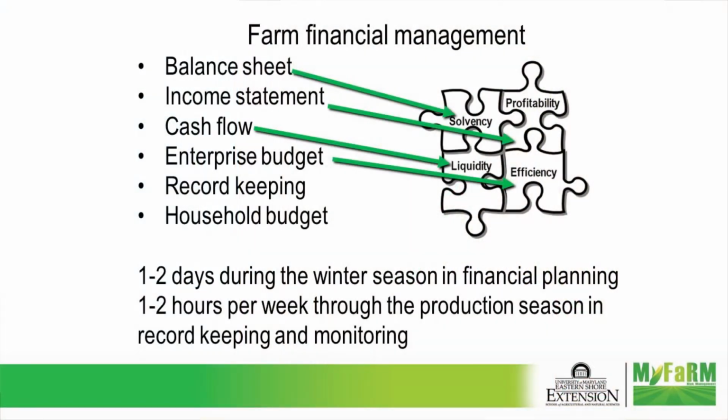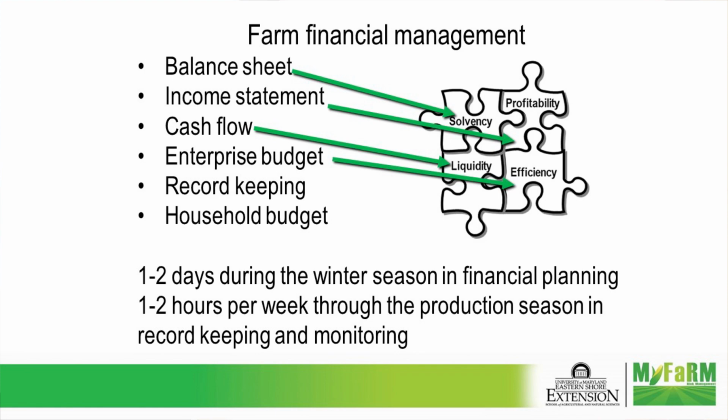Okay, so you guys saw the puzzle as we were going through, and you saw those words on the puzzle. Well, here's how we sort of break it down, and these are the things that we're going to be talking about through my sessions. The balance sheet, the income statement, the cash flow. Those are the three financial statements for farm businesses.